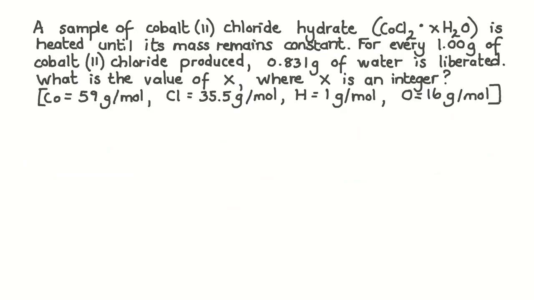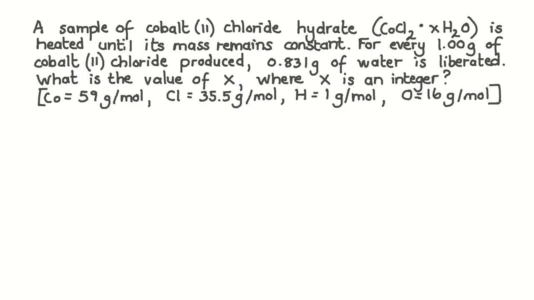A sample of cobalt-2 chloride hydrate, COCl2.XH2O, is heated until its mass remains constant. For every 1.00 grams of cobalt-2 chloride produced, 0.831 grams of water is liberated. What is the value of X, where X is an integer?